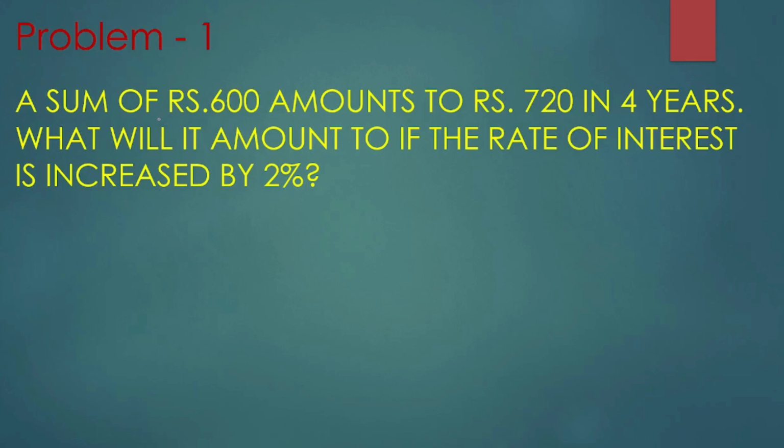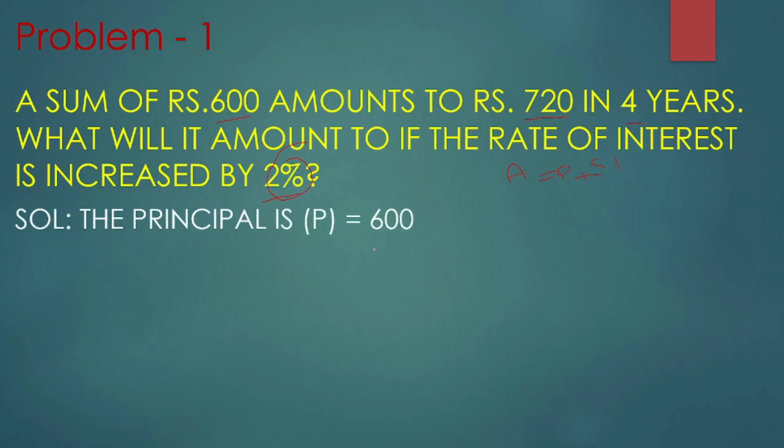Start the first problem. A sum of 600 amounts to rupees 720 in 4 years. What will the amount be if the rate of interest is increased by 2%? So here the amount is already given, which is principal plus the simple interest. Given that 2% is again increased, now we see what happens to the amount.